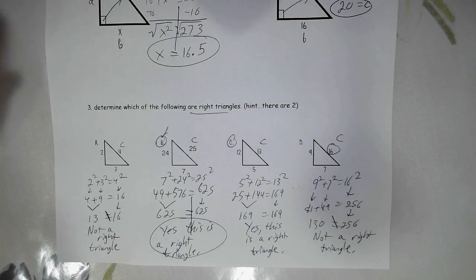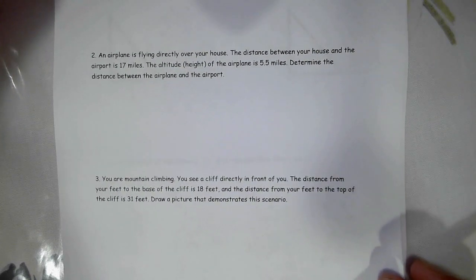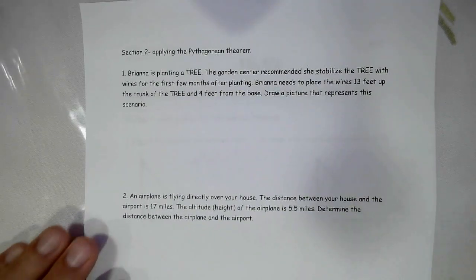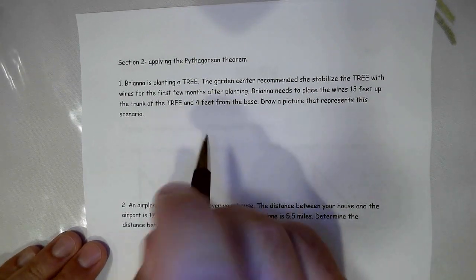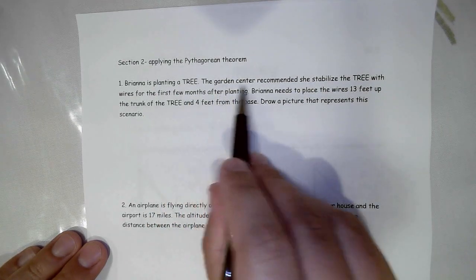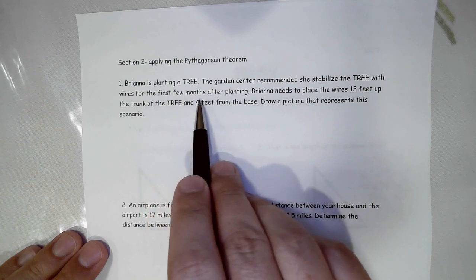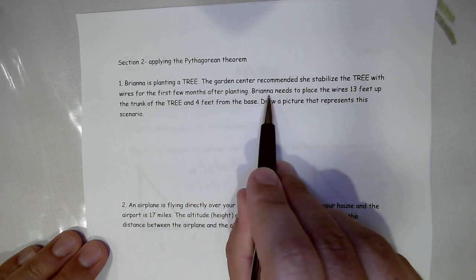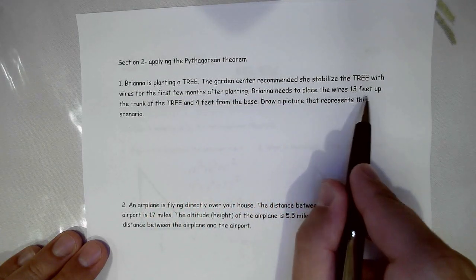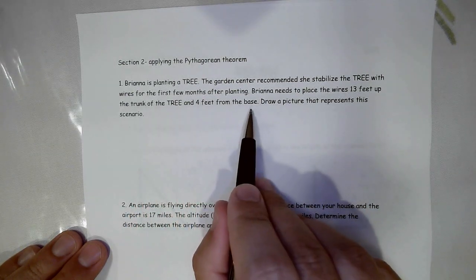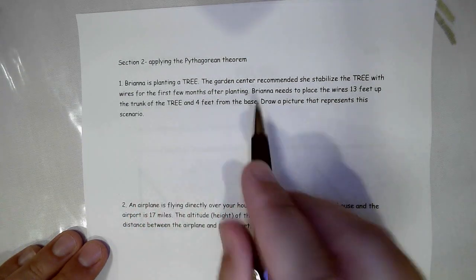All right, let's check out the word problem one, and it's important to read these really carefully. So the first one for our word problem says, Brianna is planting a tree. The garden center recommended she stabilize the tree with wires for the first few months after planting. Brianna needs to place the wires 13 feet up the trunk of the tree and 4 feet from the base. Draw a picture that represents this scenario.